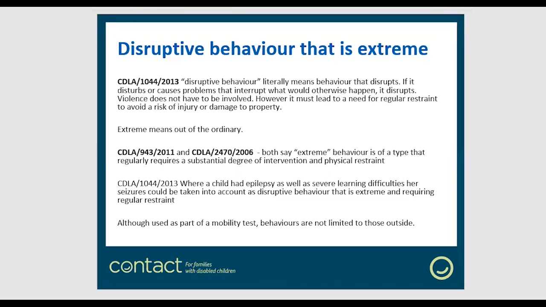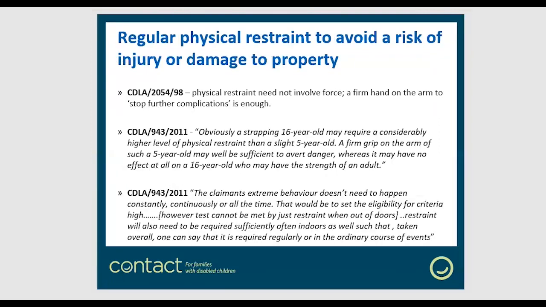All of those kinds of behaviors should be taken into account in deciding whether that child has disruptive behavior that's extreme. The next behavior test that's linked to that is you need to show that as a result of that disruptive behavior, your child requires regular physical restraint to avoid a risk of injury or damage to property.